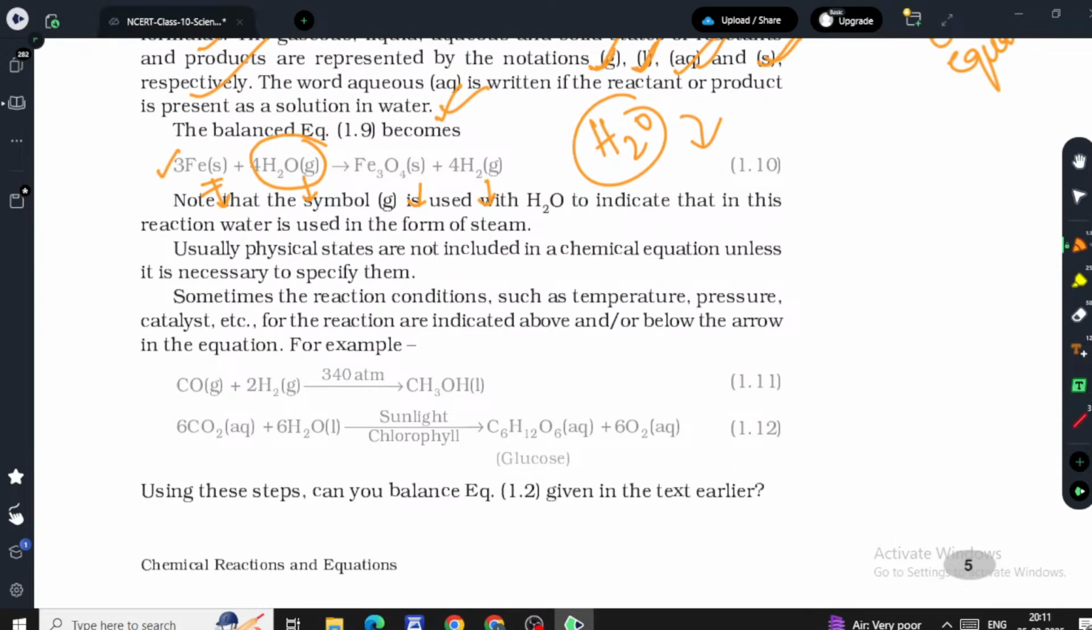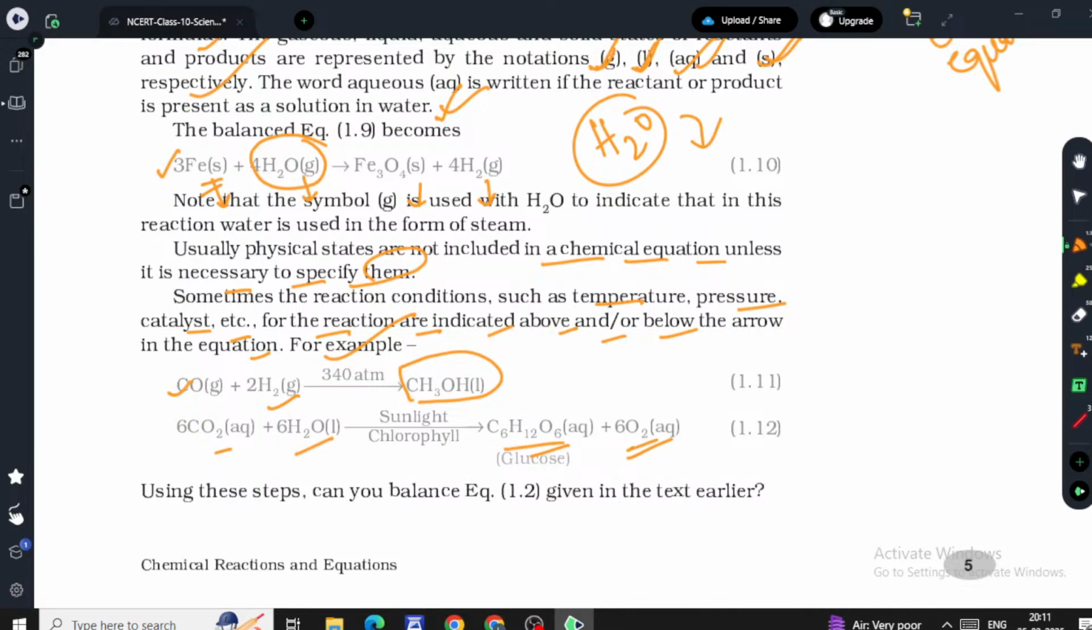Usually physical states are not included in a chemical equation unless it is necessary to specify them. Sometimes the reaction conditions such as temperature, pressure, catalyst, etc. for the reaction are indicated above or below the arrow in the equation. For example, CO plus 2H2 equals CH3OH, and 6CO2 plus 6H2O equals C6H12O6 plus 6O2.